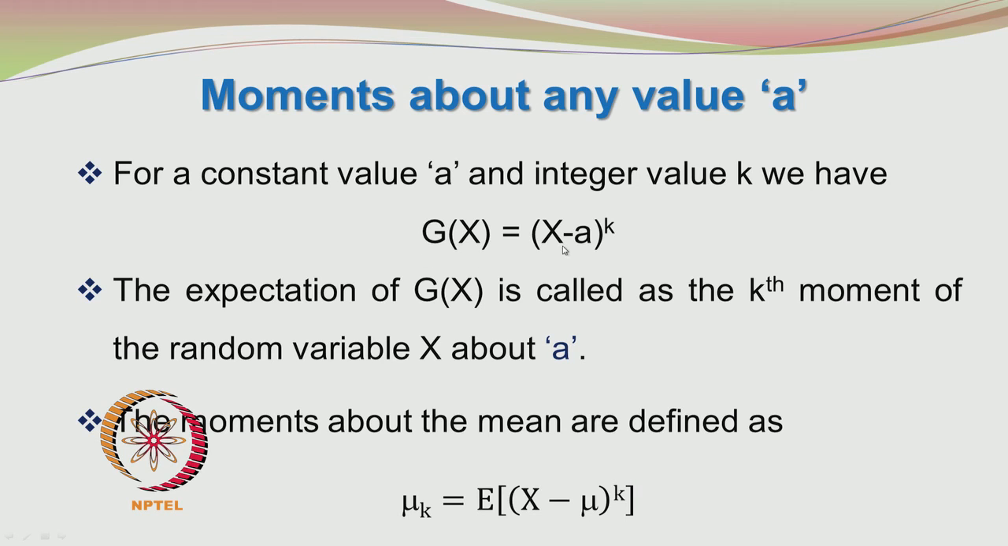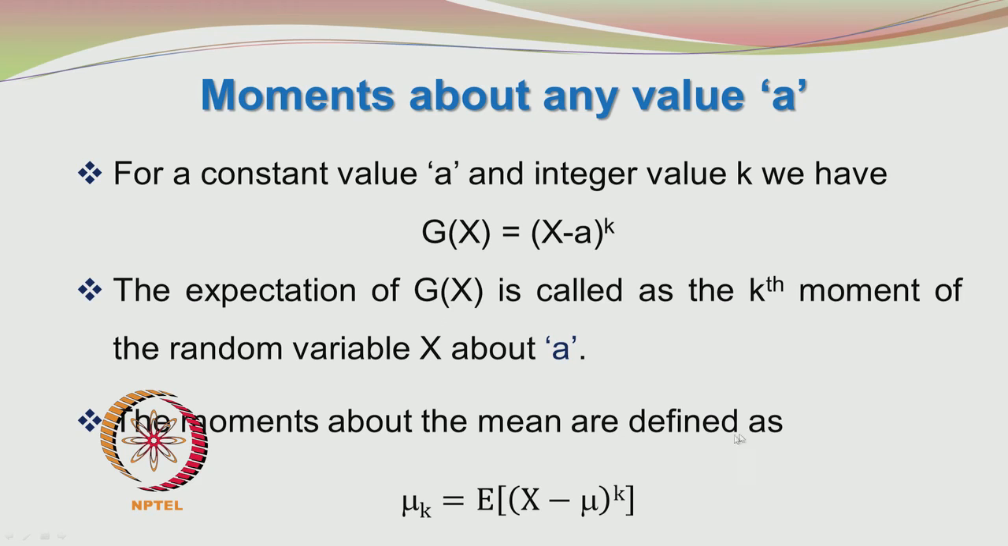So far we have been defining the function g of x as x power k, but we can also define the random variable x as a deviation from a, where a is a constant value. Okay. Earlier we had by default used a as 0, but it need not be the case always. So, we want to put a as a constant value, and we are going to find the kth moment, okay. And remember, k should be an integer value. So, g of x is equal to x minus a to the power of k. The expectation of g of x in such a case is called as the kth moment of the random variable x about a. Okay, the kth moment of the random variable x about a.